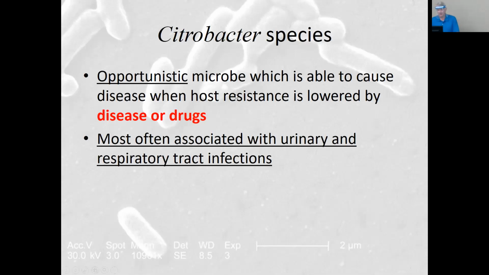So Citrobacter is an opportunistic microbe which is able to cause disease when the host resistance is lowered by either disease or drugs. If you're on immunosuppressants or you have an illness that's causing you to be immunosuppressed, Citrobacter could be a problem. Otherwise it's going to have to be somewhere else. It's associated with urinary and respiratory tract infections.